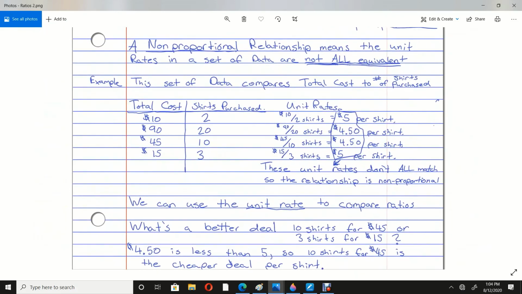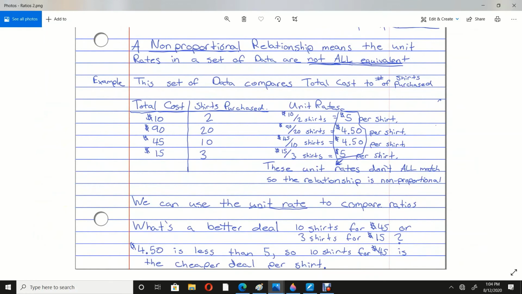I'm moving down. Okay, I want to get all of this in the front. And this should be the last little bit of notes y'all get. So, a non-proportional relationship means that the unit rates in a set of data are not all equal. They're not all equivalent. Okay? And that's the key here.